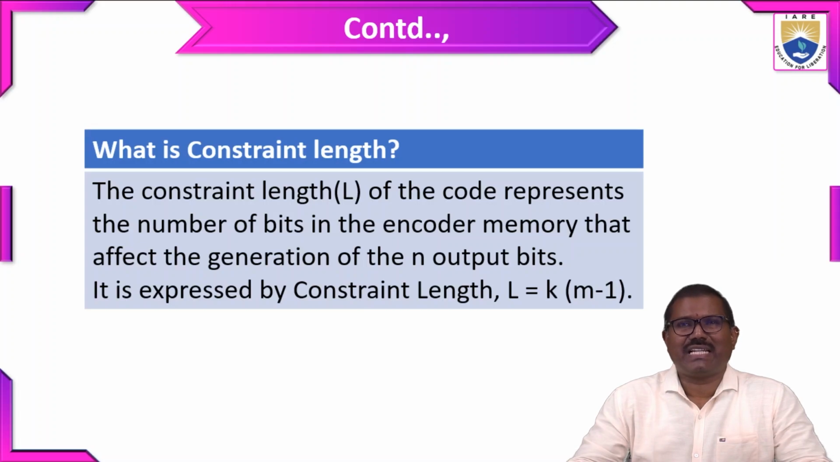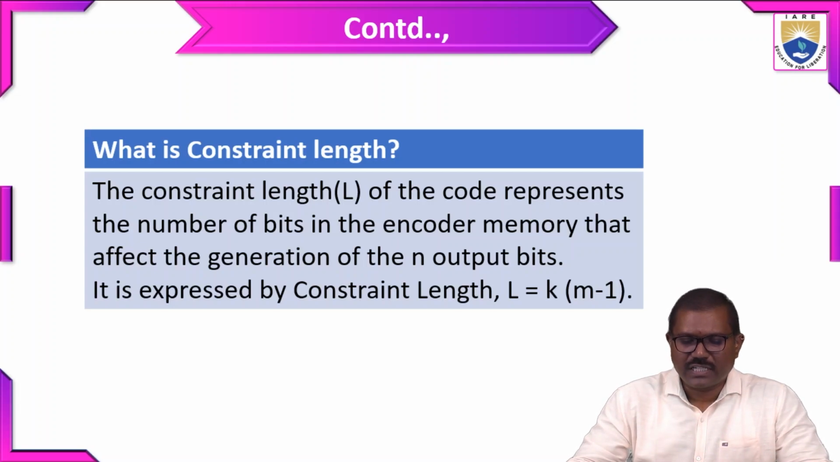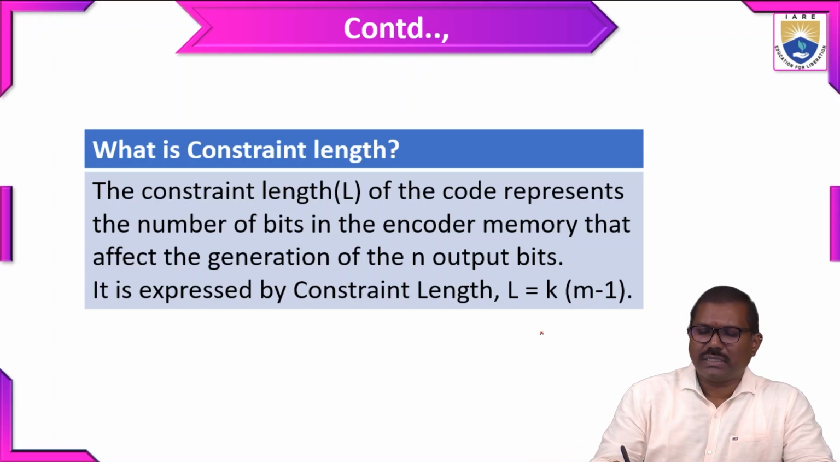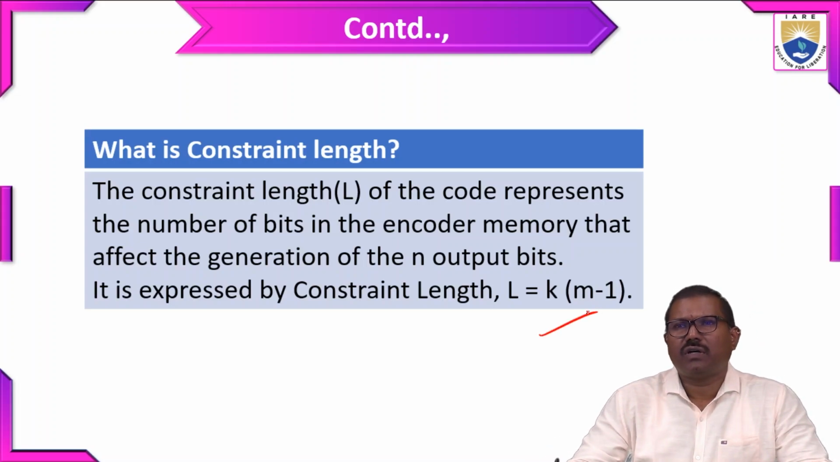What is constraint length? The constraint length of the code represents the number of bits in the encoder memory that affects the generation of the n output bits. It is expressed by constraint length L equal to k into m minus 1. So this is the constraint length formula. How to measure or how to find the constraint length. Okay.